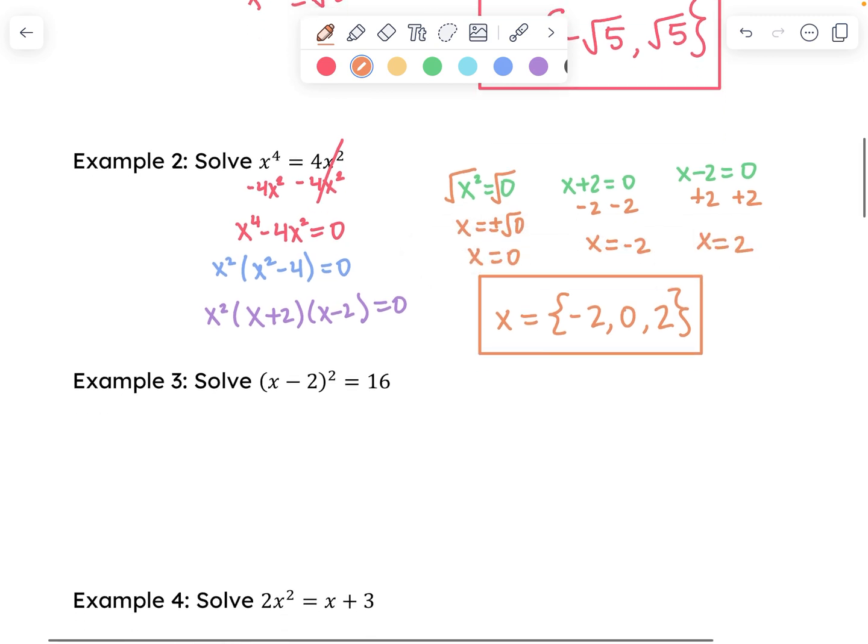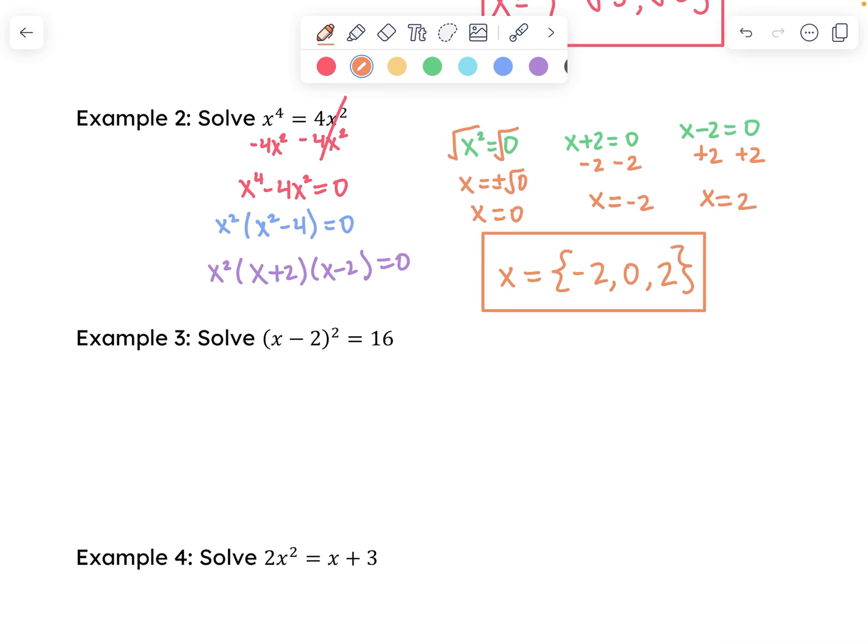Okay, for the next one, we've got x minus 2 in parentheses squared is equal to 16. So we want to get rid of that squared. We're going to square root both sides. When I square root both sides, same thing as before, we have to put our plus or minus with our square root. So I'm going to have x minus 2 is equal to plus or minus, and the square root of 16 is 4.